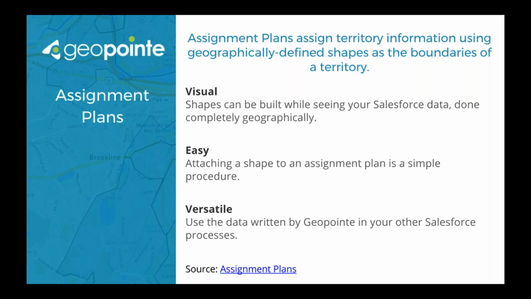It's also really easy. Once you've got the shapes built and you're ready to get them into the assignment plan itself, it's really just a process of a few clicks. And it's a very fast process. The other important thing is this is a very versatile way to do this. All we're doing is typically writing this information into a lookup field for you. That's our most standard setup option. So once this information is in that field for you, you can do whatever you want with it.